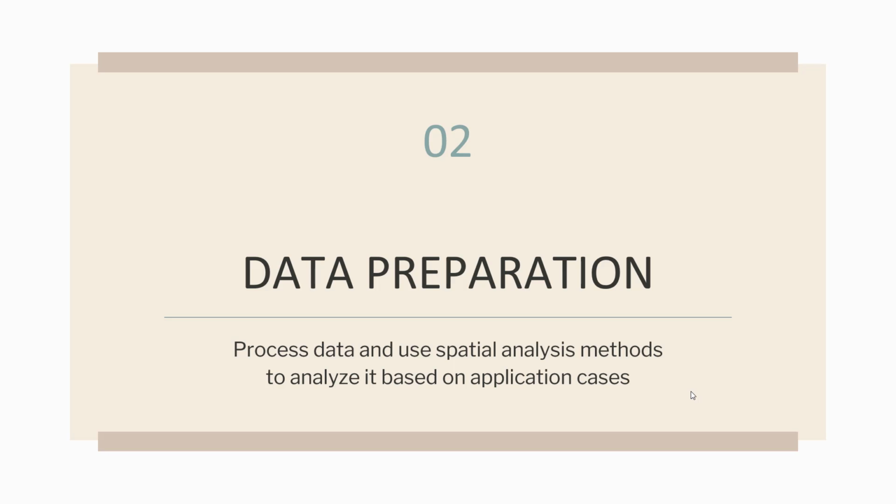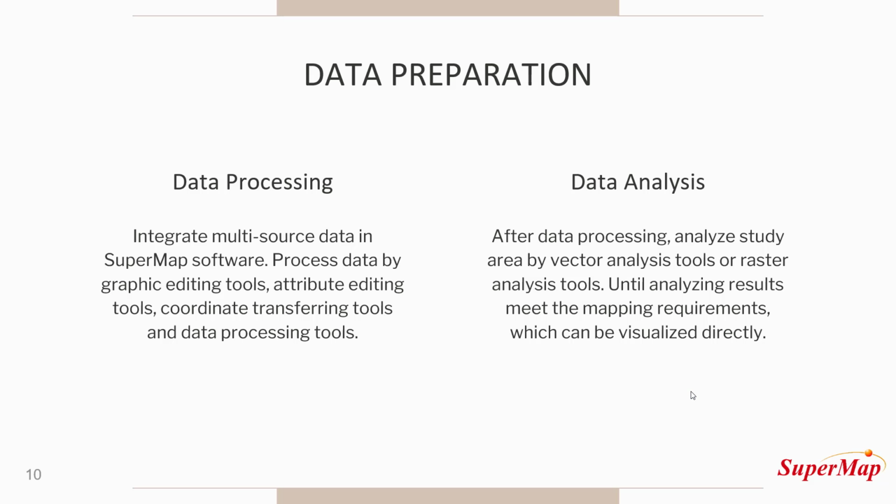After discussing basic map knowledge, now come to the second part of this lesson, data preparation. To prepare spatial data, the first thing is to integrate multi-source data in SuperMap software. That means to transform multi-source data into SuperMap datasets. After that, we can use diverse tools provided in SuperMap software to process spatial data, like graphic editing, attribute editing, coordinate transferring, vector processing, raster processing, etc.